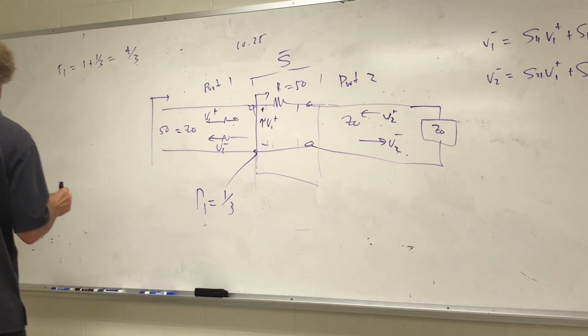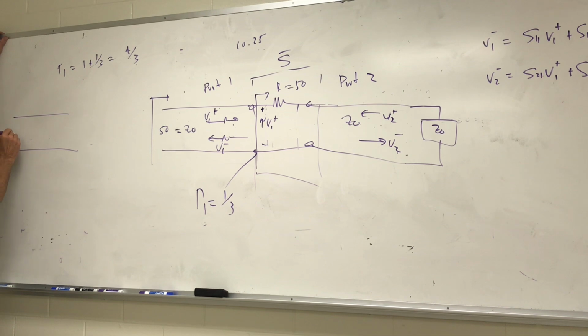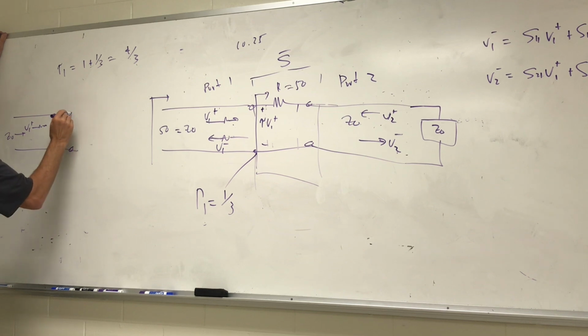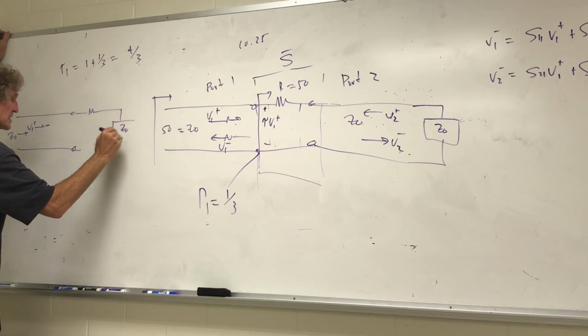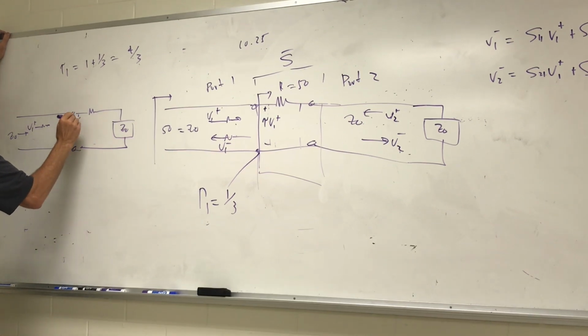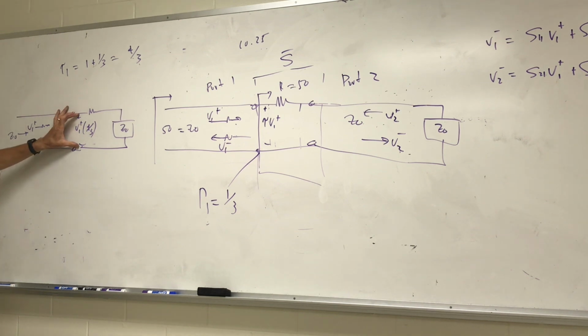So when I draw this, I have a signal V1 plus going in this direction. Then I have that resistance. And then I have another characteristic impedance of Z0. I know between here and here, I have V1 plus times 4/3. That's the voltage between here and here. Do you all see that?